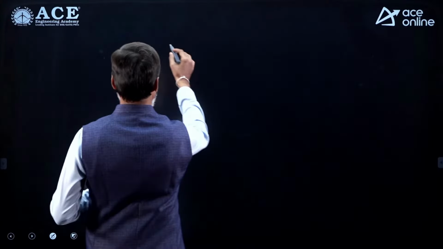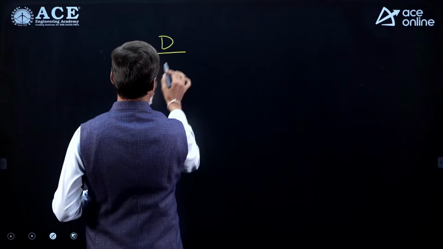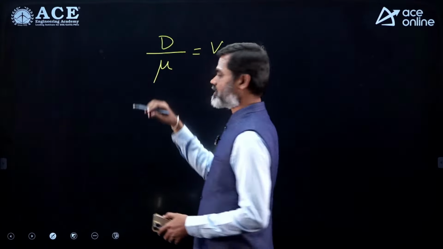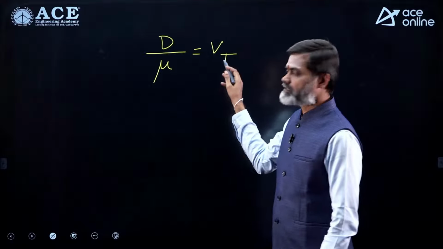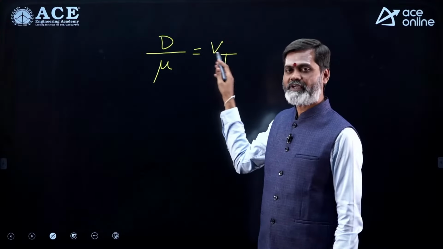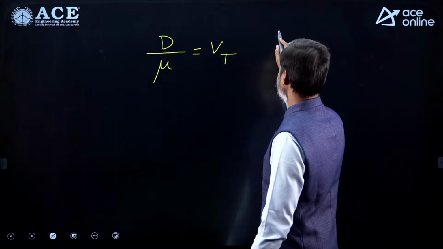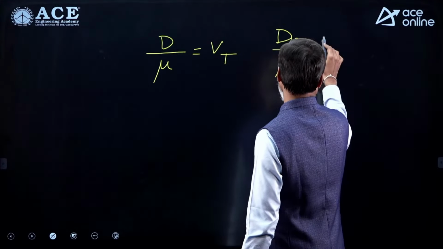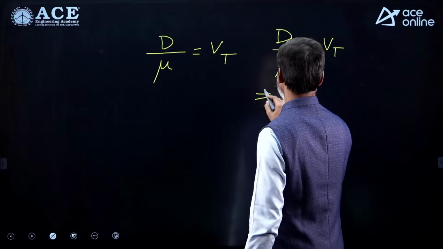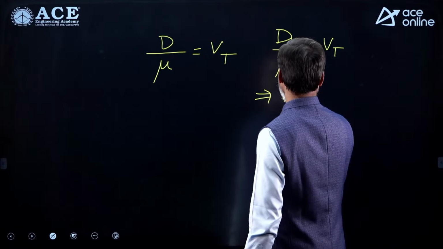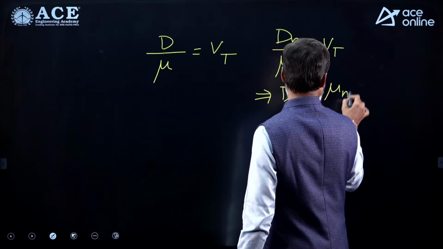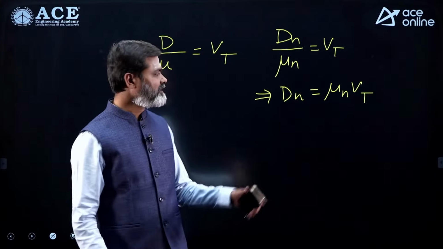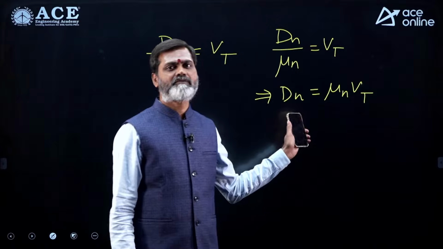It's based on Einstein's relation. Usually we take D by mu is equal to Vt, where D is the diffusion constant, mu the mobility, and Vt the thermal voltage. So, the ratio of these two will be the thermal voltage. They have given Dn and Vt, so Dn is mu n into Vt. Mobility is given, thermal voltage is also given, so just multiply the two, that will give you the value of Dn.